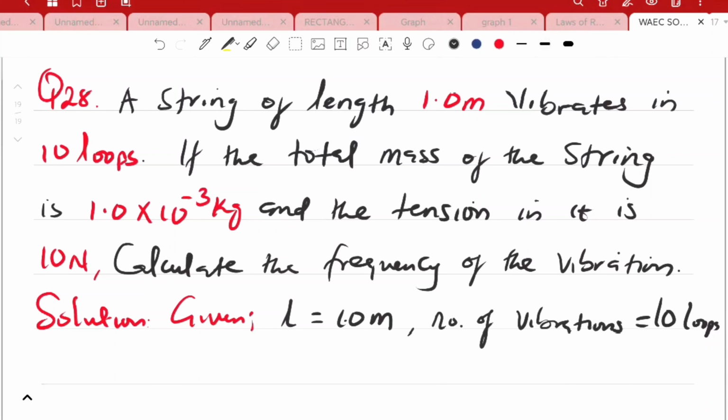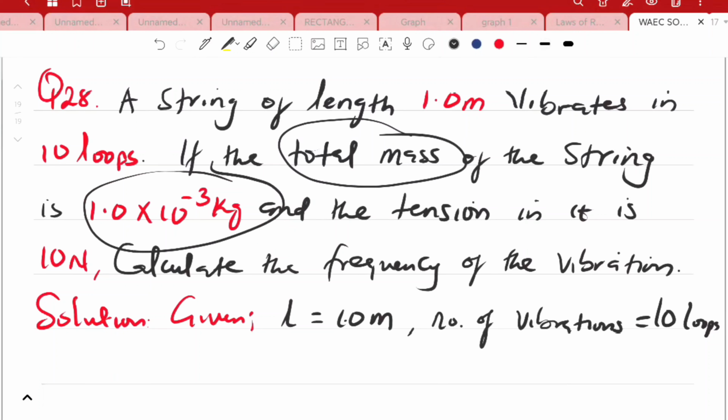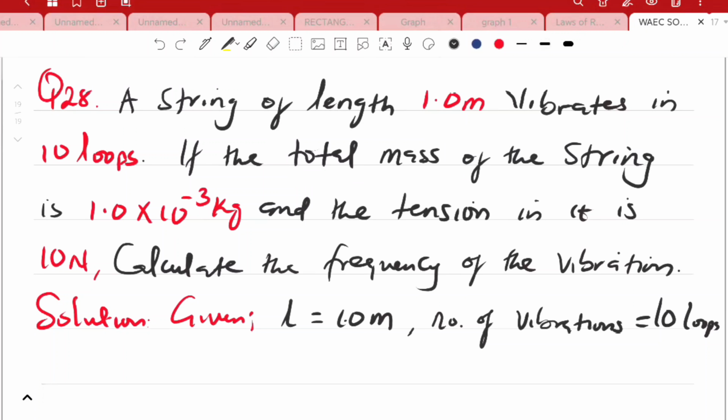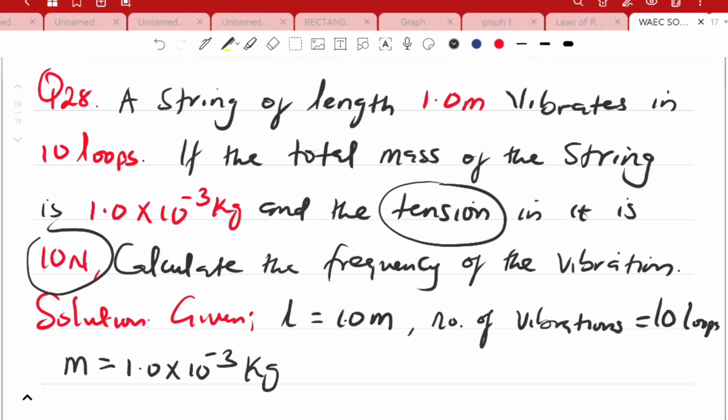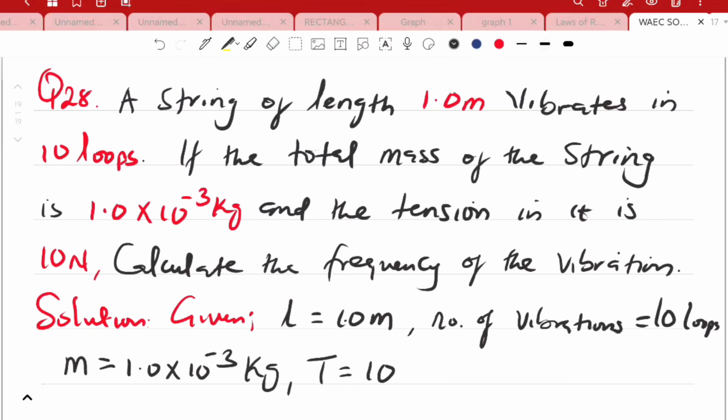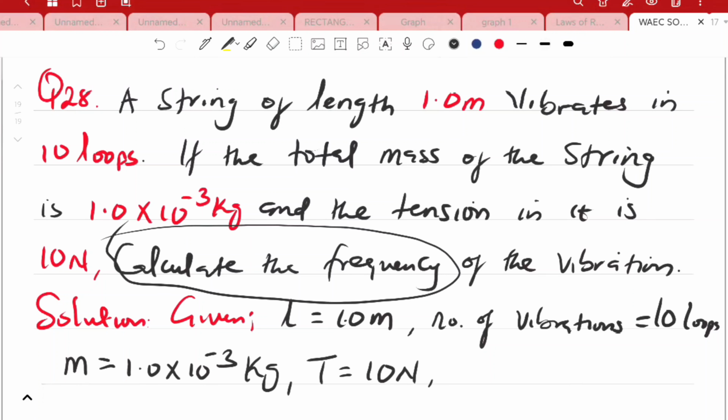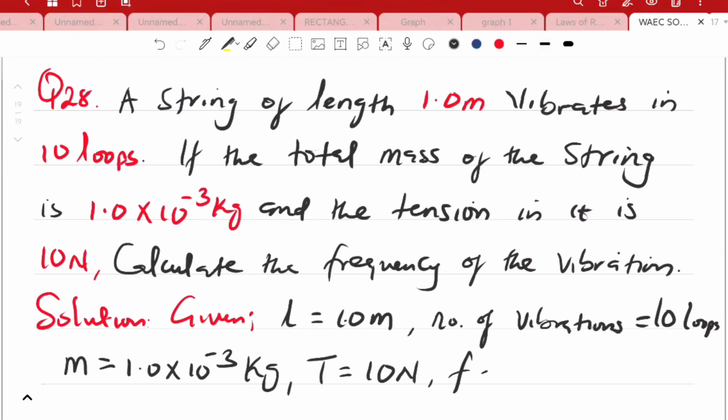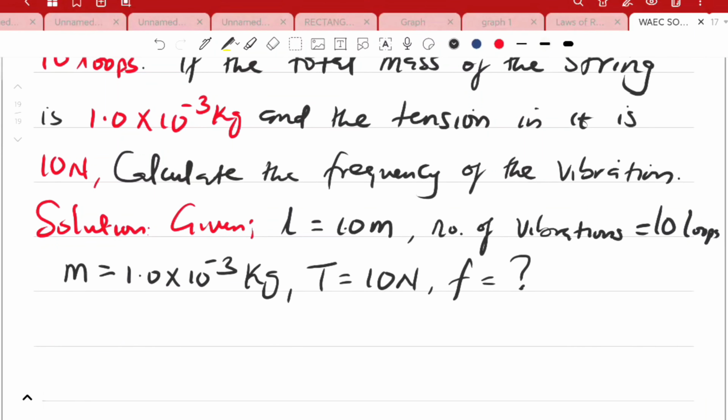Is that clear? So total mass of the string is given to be 1.0. So let's write that. Our mass is equal to 1.0 times 10 raised by minus 3 kilograms. And the tension in it, so our T is given to be 10 Newton. Let's write that. 10 Newton. So calculate the frequency of the vibration. So that's where the problem lies. So F is equal to unknown.